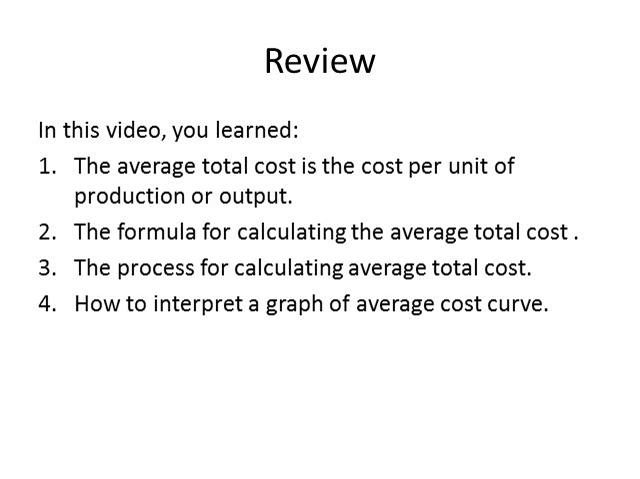In this video, you learned that average total cost is the cost per unit of production or the cost per unit of output. The formula for calculating the average total cost is total cost divided by total production. You learned the process of calculating the average total cost. You learned how to interpret the graph of the average total cost, which shows that average total cost first declines, reaches a minimum point, and then increases.